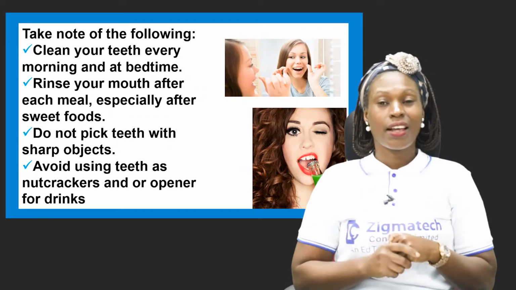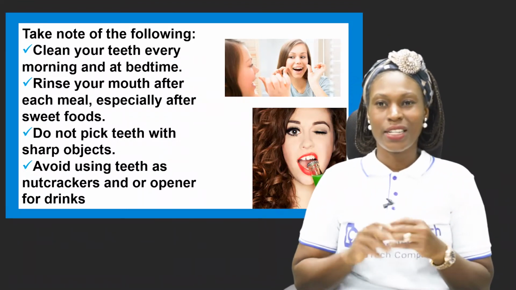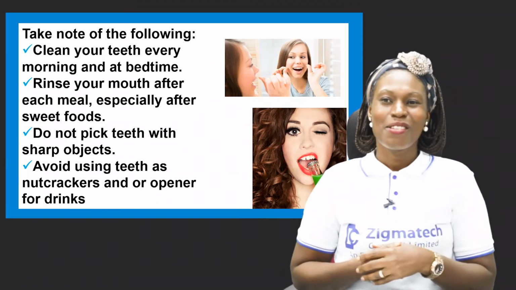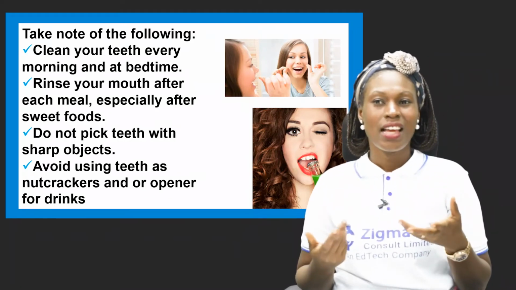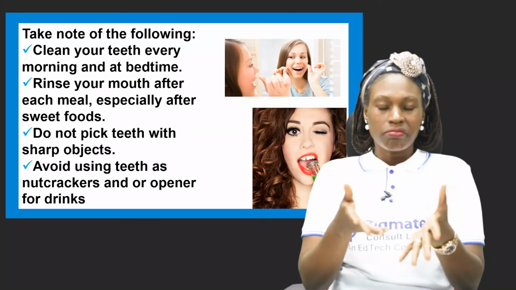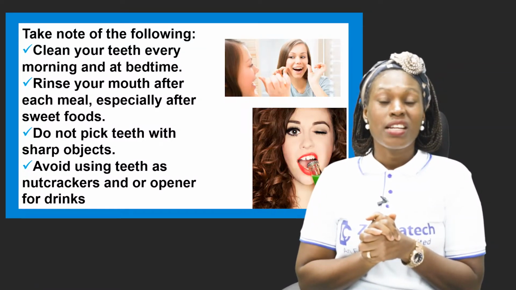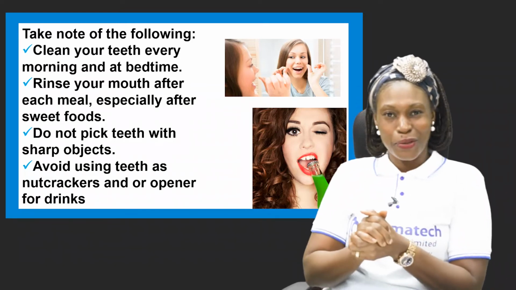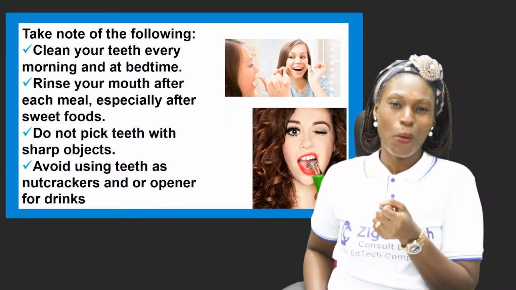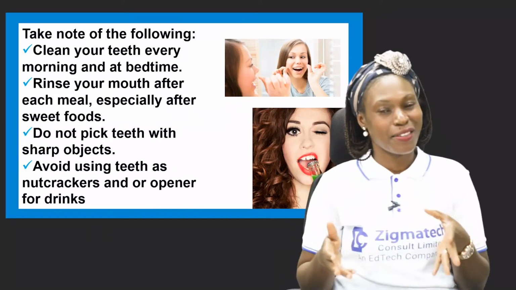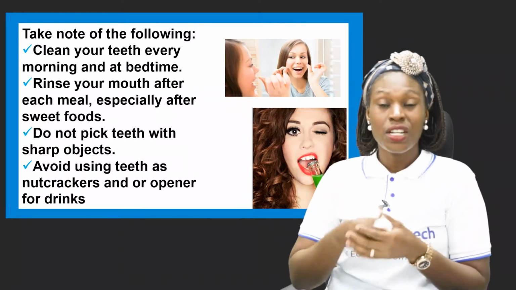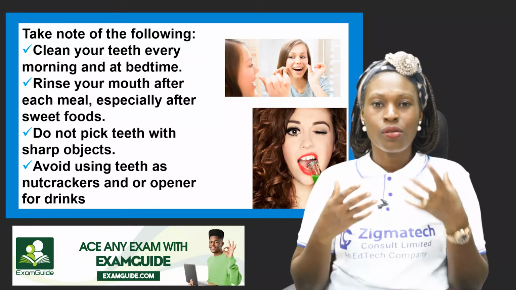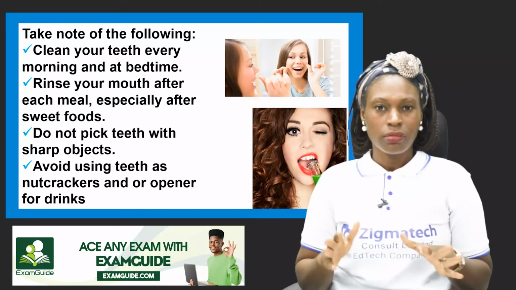Also, there are some things you need to take note of. You need to clean your teeth every morning and at midnight. Rinse your mouth after each meal, especially after taking sweet foods. We said it might not really be achievable for you to brush your teeth after every meal. Let's say you're going to school and you're carrying your toothbrush and toothpaste in your bag, okay? It might not be achievable, but there's something you can do even if you do not brush your teeth. You can get water to gargle after eating, so those particles can leave your mouth.